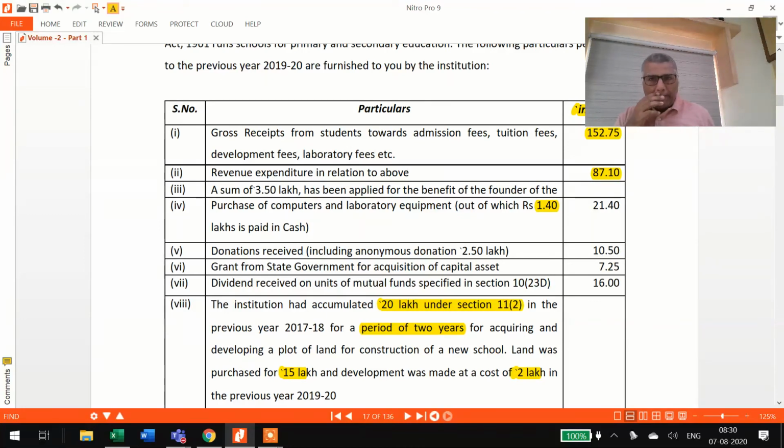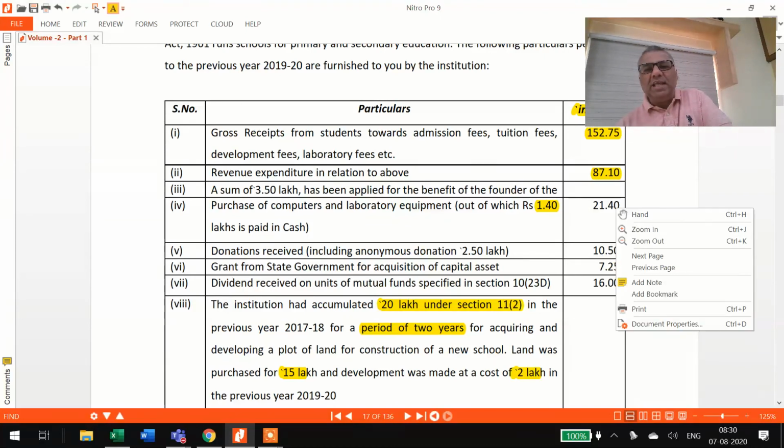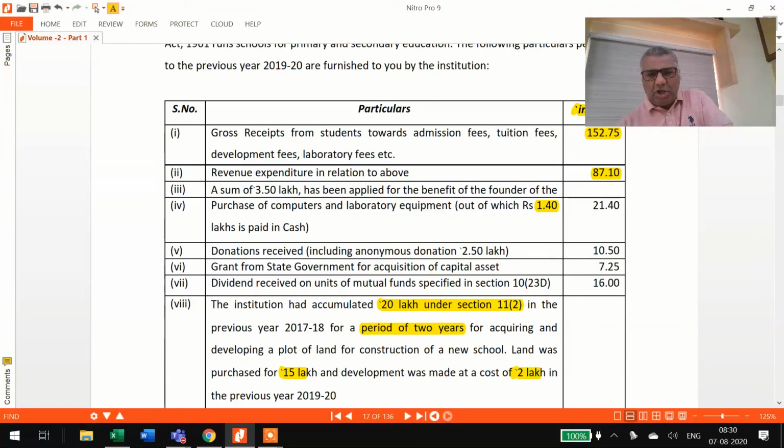Okay, shall I? Kanish, tell me, sir. 21,40,000 is the computers and lab equipments purchased. How much should I take as application? Sir, paid in cash is not allowed, sir. So the 1.4 lakh I will deduct. Then the remaining 20, can I take it as application? Yes, sir. Yeah, thanks, Kanish.